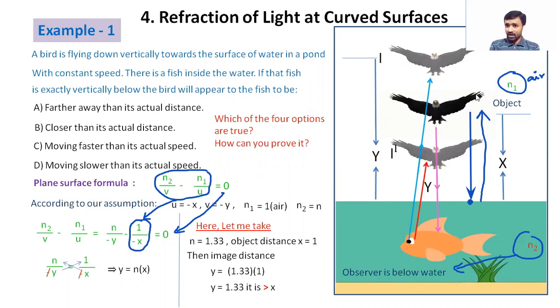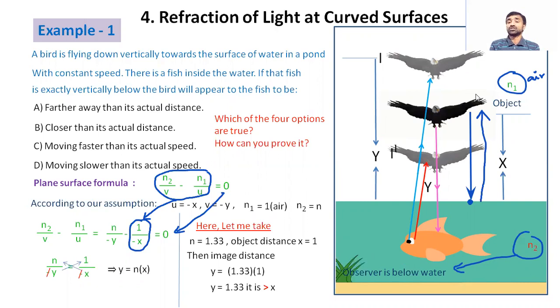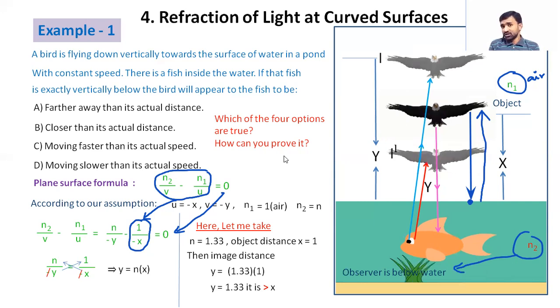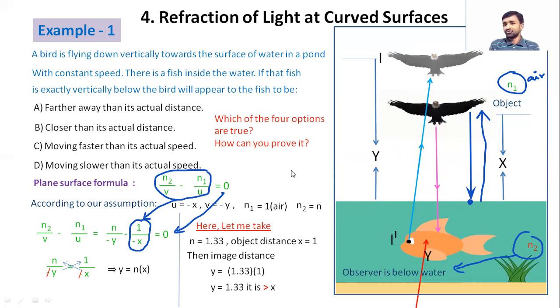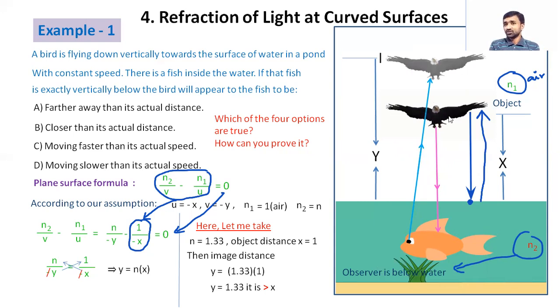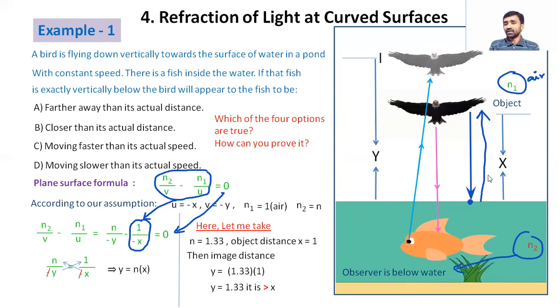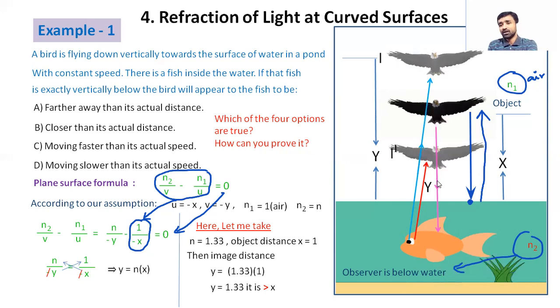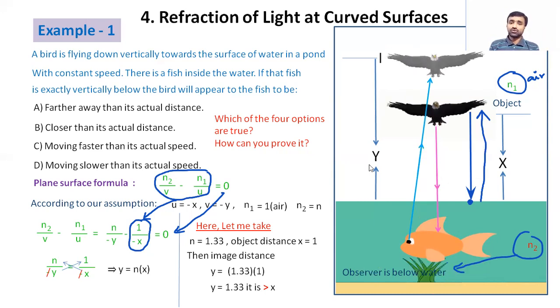So the image will appear to the fish at what distance? A far distance. Which of the assumptions is correct? Here the bird is observed at a far distance. So upper, this is the image, and y is greater than x. The bottom assumption we made is wrong, so I remove that. Here the image distance is greater than the object distance, so now I have the first one as a correct option.